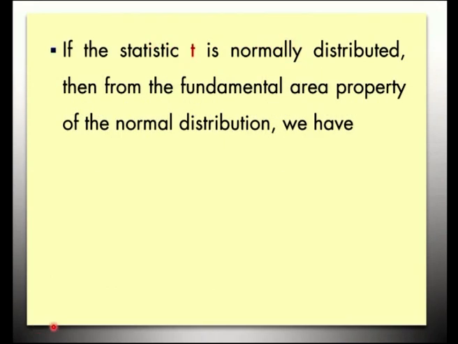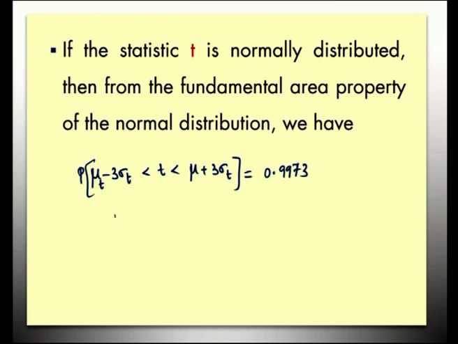If the statistic t is normally distributed, then from the fundamental area property of the normal distribution, we have P(mu_t minus 3 sigma_t < t < mu_t plus 3 sigma_t). This is from the normal area, which we have seen is 0.9973 from the tables of normal distribution.